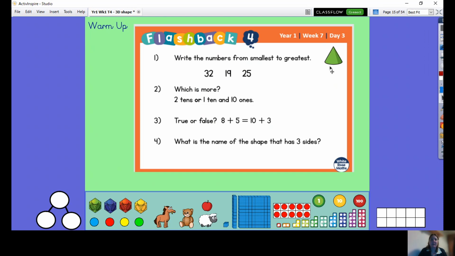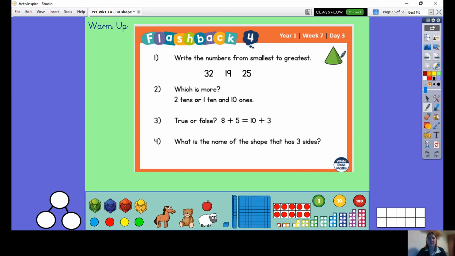Can you remember the name of this shape? What's this 3D shape up here? So first of all, you're going to write the numbers from the smallest to the greatest. Which is more, 2 10s or 1 10 and 10 ones? And then we've got true or false: 8 add 5 is the same as 10 add 3. And then, what is the name of the shape that has 3 sides? So pause the video here and have a little go at those.